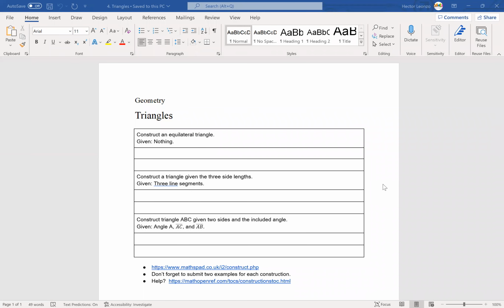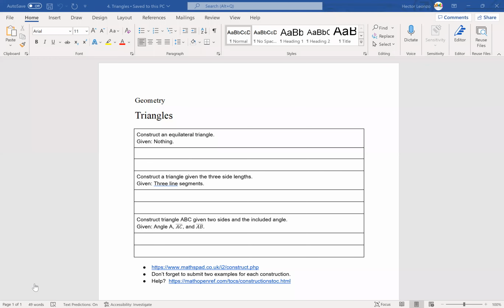Last construction for the week, last homework for the week. We're going to be constructing triangles now. The first construction says construct an equilateral triangle. All right, so a triangle where all three sides are equal, given nothing. Okay, so let's take a look.